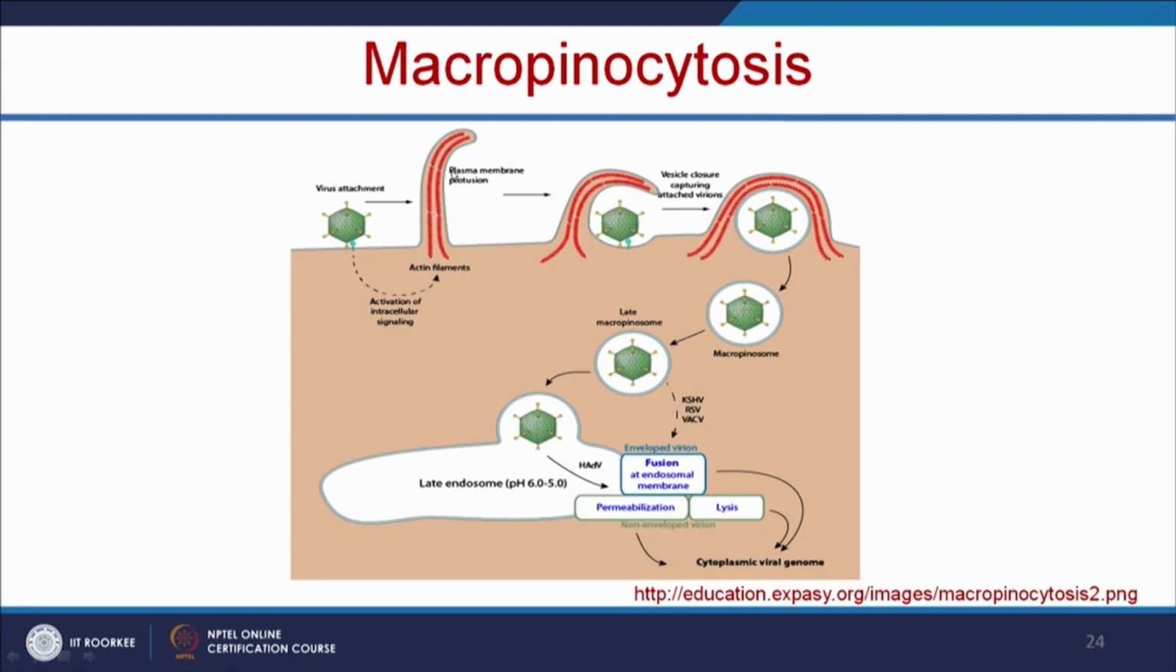These actin filaments will make a protrusion, and this protrusion will cover your nanoparticles and form a macropinosome. This macropinosome will reach your endosome, and there it will release your nanoparticles with the therapeutic molecule, which can be taken up by the cytoplasm or the nucleus.